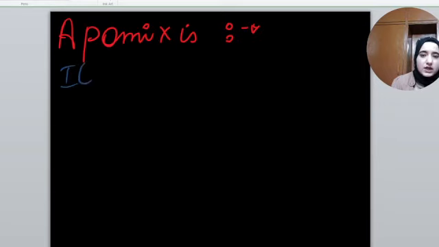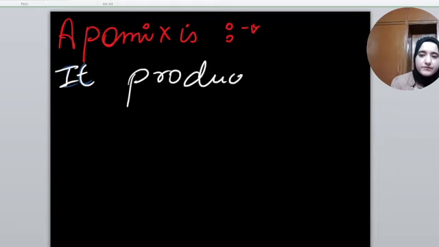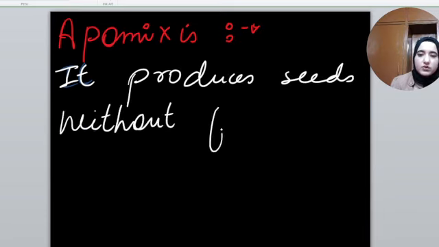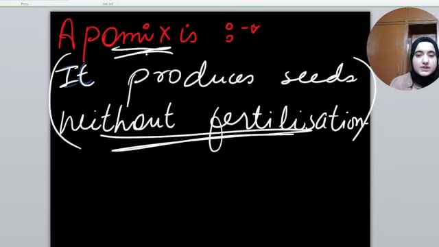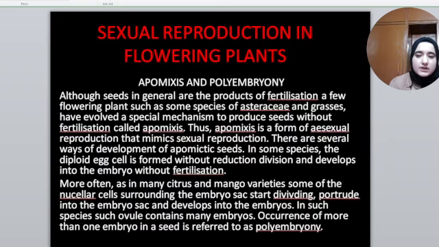It produces seeds without fertilization. Okay, apomixis, it produces seeds without fertilization. I hope this concept of apomixis is clear. Apomixis simply means it produces seeds without fertilization, and it's commonly seen in grasses, Asteraceae. Okay, it's commonly seen in grasses. I hope this concept is clear, right?